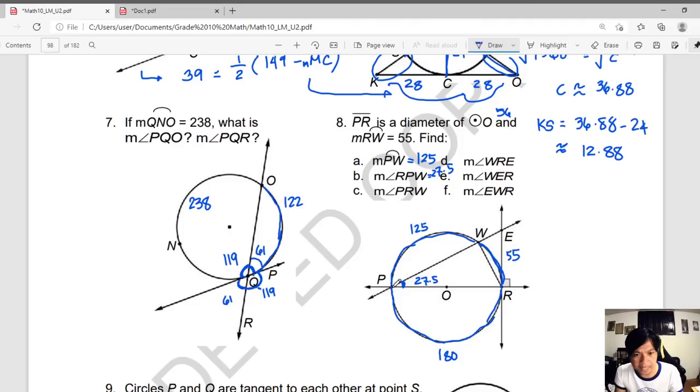PRW ito. So, this one is also an inscribed angle. Ang intercepted arc niya itong 125. Tama? Kasi dito man yung isang point dito. So, this is the intercepted arc. So, 125. What is 1 half of 125? So, 62.5. So, the measure of this one is 62.5.